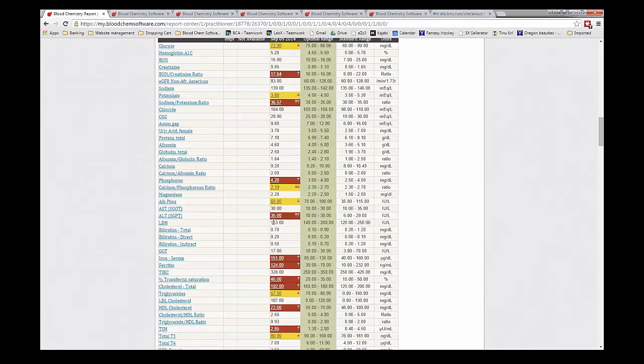LDH, interestingly enough, if that had been low, that would have been suggestive of a reactive hypoglycemia, but somehow she's able to regulate that. Fine regulation in the gallbladder.